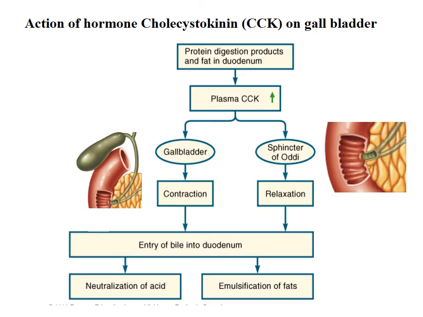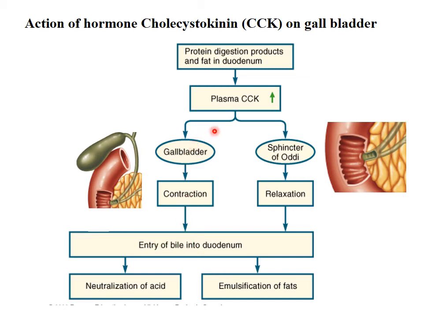Let us see the action of the hormone cholecystokinin on the gallbladder. When the protein digested products and the fat reach the duodenum, it will secrete cholecystokinin, CCK, into the plasma. Cholecystokinin acts on the gallbladder, which brings about contraction of the gallbladder. So you can see that once the gallbladder contracts, the bile will move into the second part of the duodenum. Entry of bile will be taking place.